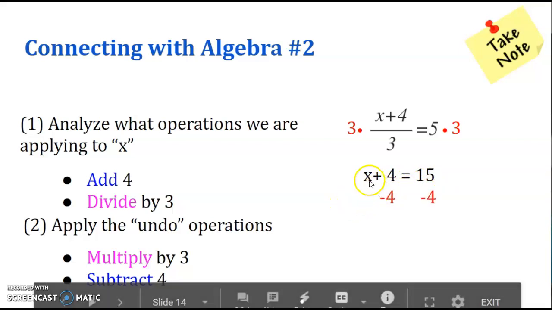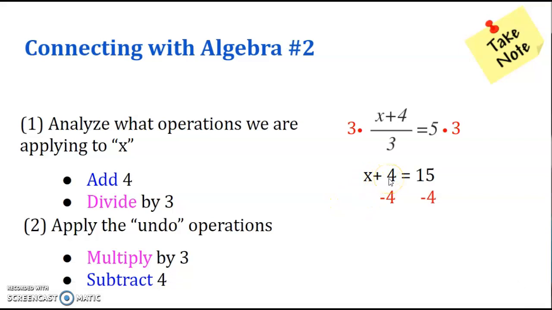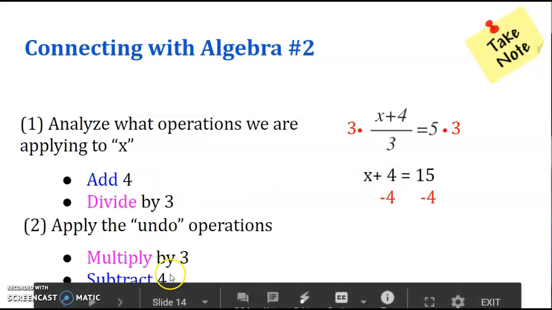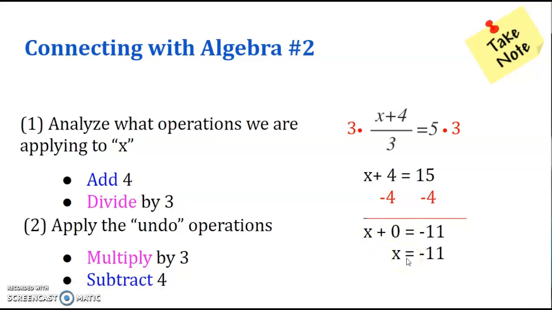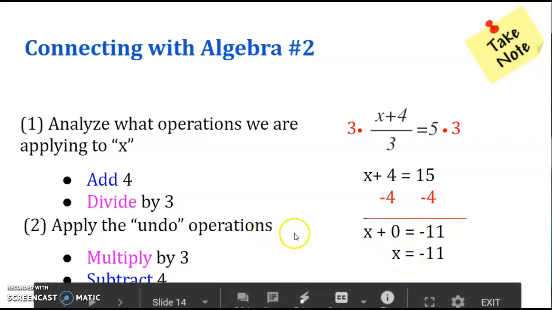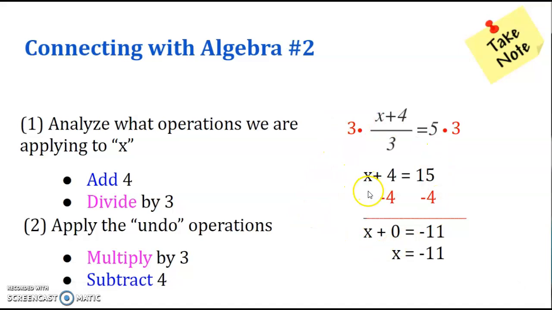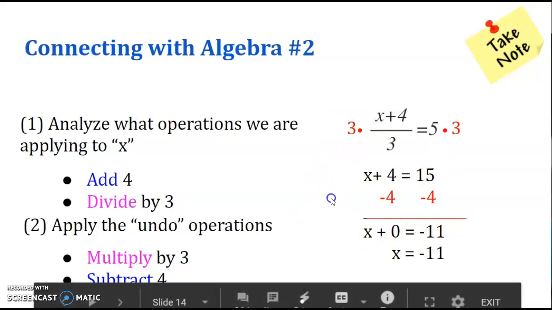And then from here, you know that x is being added by 4. So to undo add by 4, you're going to subtract 4 from both sides. And you're left with x plus 0 is equal to negative 11, because 4 minus 4 is just 0. Which is basically the same as saying x is equal to negative 11. Okay, great. So hopefully you're starting to get what we need to do when you see an equation like this.